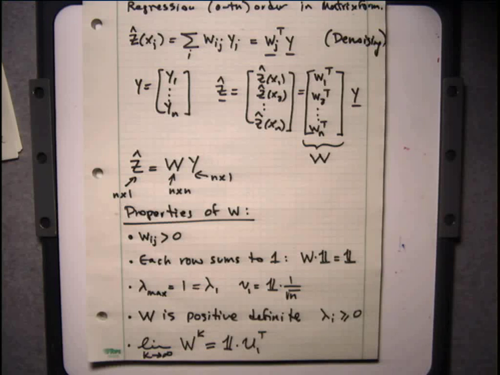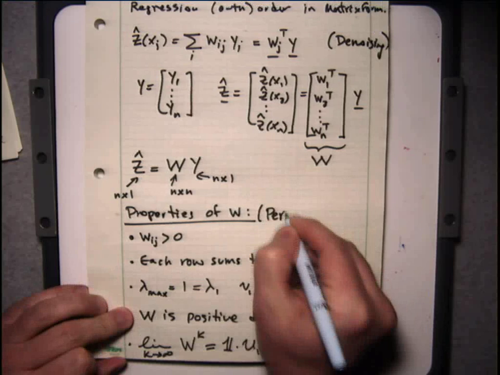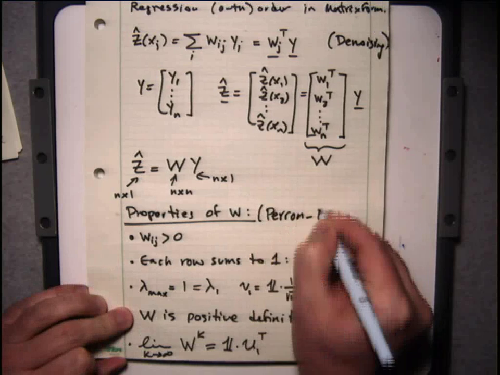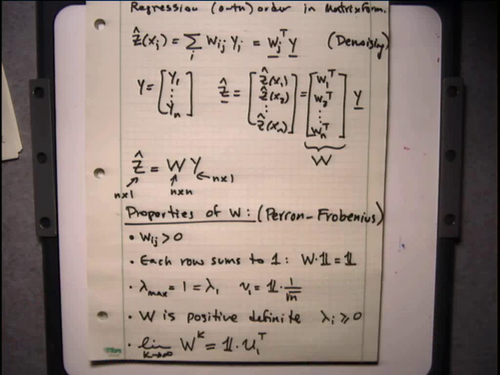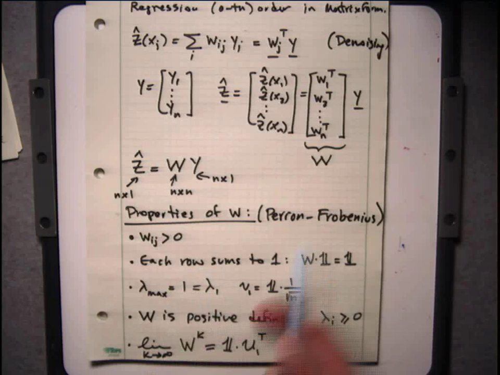If you want to read more about it, this is probably one of the most famous results in all of algebra in the 19th century. These matrices, by the way, whose rows sum up to 1, there's a name for them. They are called stochastic matrices. Sometimes they're also called Markov matrices. So if you look in the literature, you'll see both of those names used.